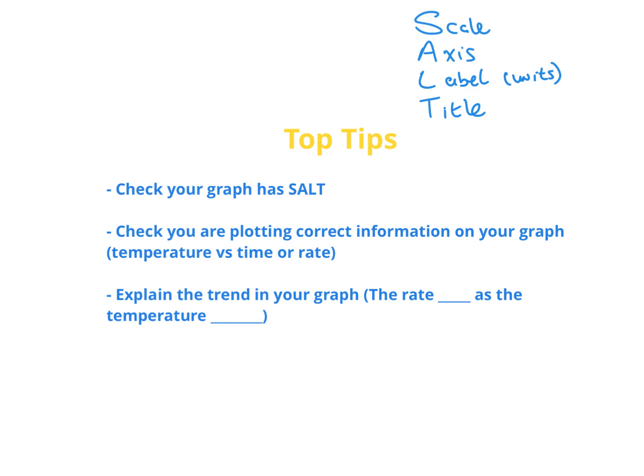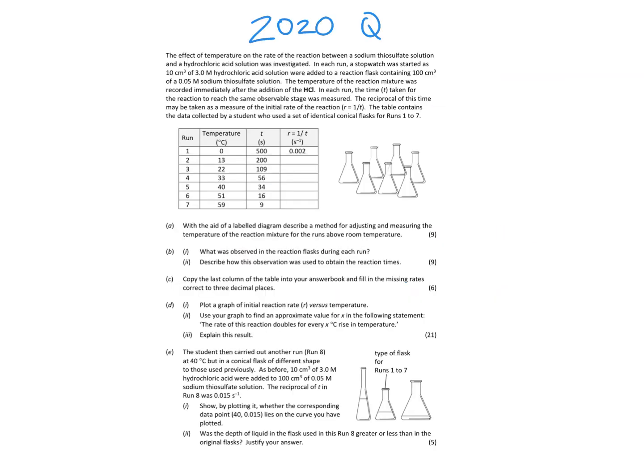So make sure that you're checking if you're plotting temperature versus time or rate, because that can vary. And you should always be able to explain the trend in your graph. So for example, the rate of reaction increases as the temperature increases, or the rate of reaction decreases as the temperature decreases. So it's important to be able to explain that trend as well. So let's take a look at the 2020 question 3.